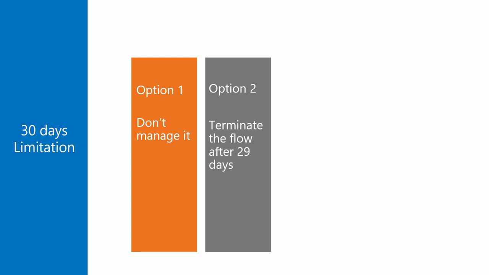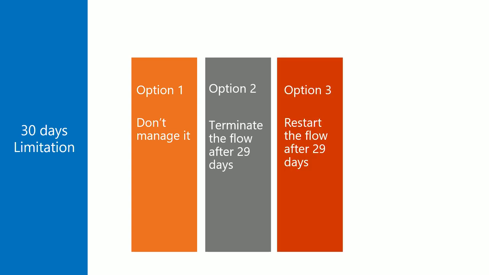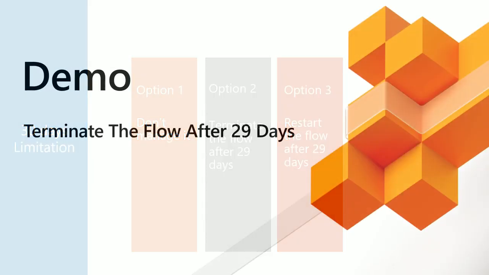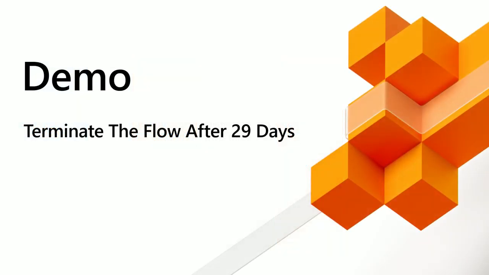Sometimes, especially when you have to deal with approval, then you have to raise a question. A way to manage that is to, for instance, terminate the flow before the 30 days limitation, like at 29 days. Another one is to restart the flow after 29 days. But if you restart it, your code can be very messy unless you use the controller pattern. That's why I created this pattern. So let's take a look at the first demo.